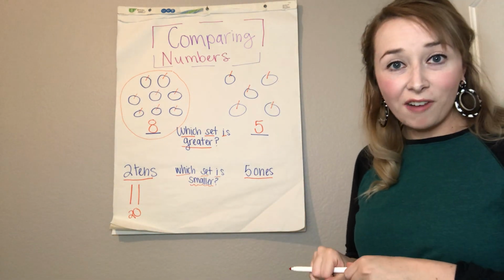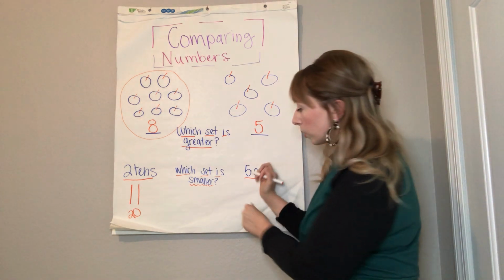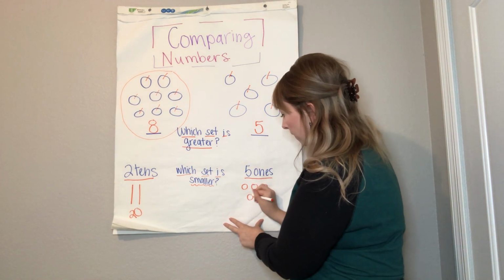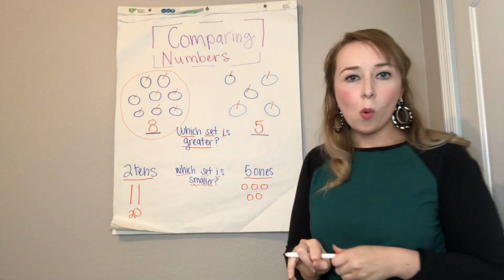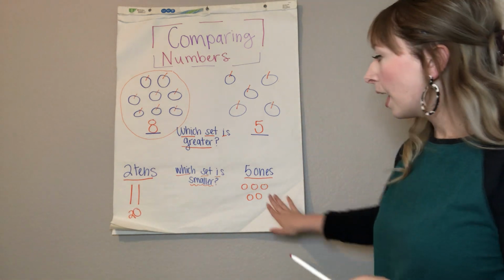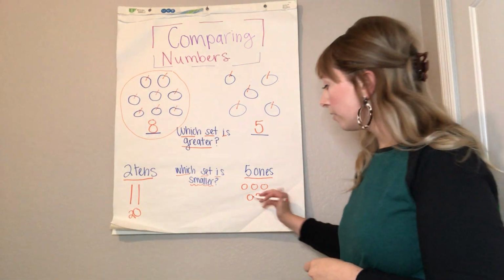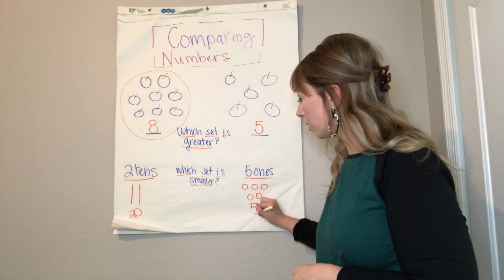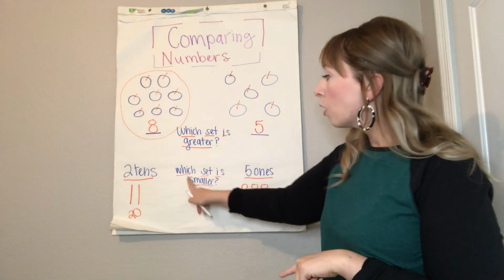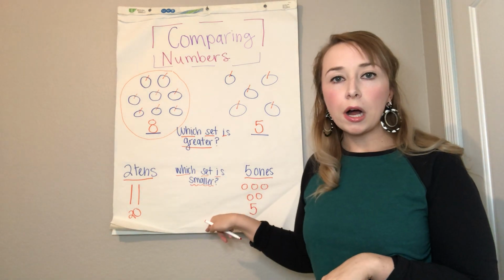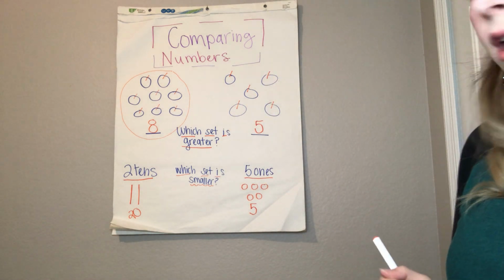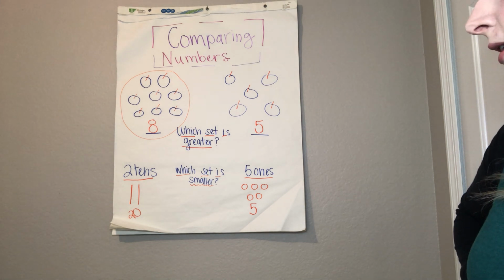Let's go ahead and do our 5 ones together. Count with Miss Gordon. Here we go. 1, 2, 3, 4, 5 ones. Okay? Let's look at our picture here. Over here we have 2 tens, and in this picture we have 5 ones over here, which is the same as the number 5. And let's look back to that question that it originally asked. Which set is smaller? I'm going to give you a minute and I want you to circle the smaller set. Go ahead.